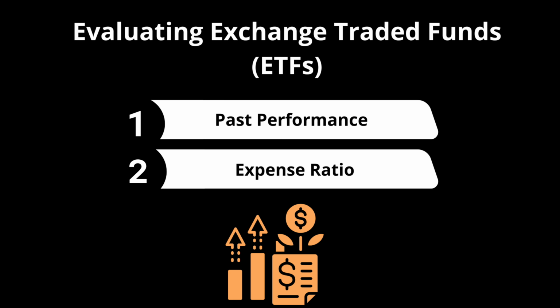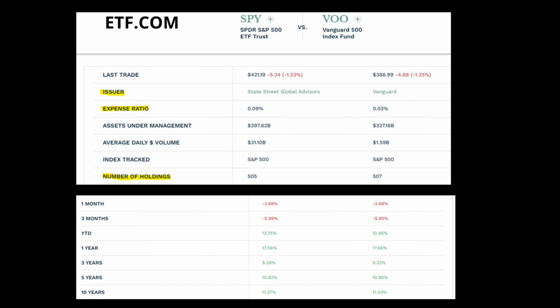So when evaluating exchange traded funds, you want to focus on a few things, but here are two important things that you want to focus on: past performance and expense ratio. So let's take a look at this example from ETF.com. Now, this is a site where you could do research on different ETFs, but we want to take a look at these two examples. First we have the SPY ETF, which tracks the S&P 500. But we also have the VOO ETF, which also tracks the S&P 500. At the time of making this video, the prices for the ETFs may not match what they are currently when you are watching this video, but you can still follow along.